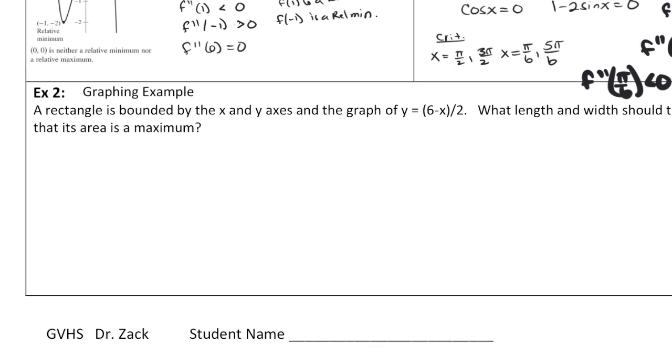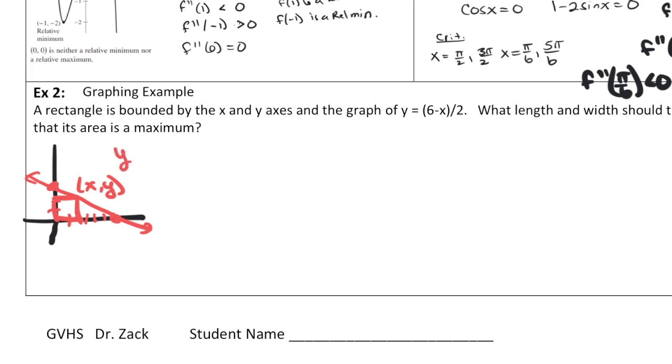All right, so let's talk about example 2. A rectangle is bounded by your x and y axis and by the function y equals 6 minus x divided by 2. So if we sketch a graph of that, when you graph your function, you have the y-intercept at 3 and the x-intercept at 6. There we go. We've got a rectangle, and it crosses the line at x, y.